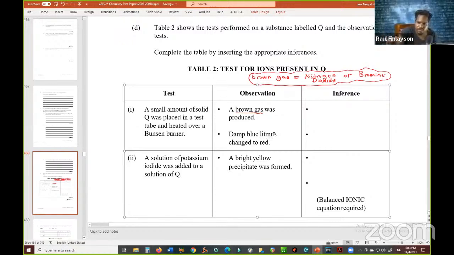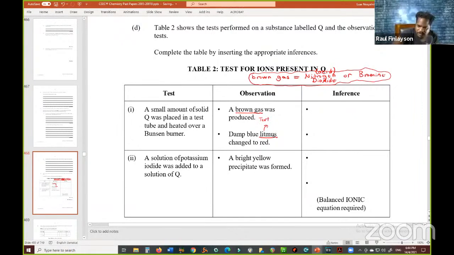Now, any paper you use to test for gas that changes from blue to red is telling you that the gas is acidic. So there's an acid there. Between these two, nitrogen dioxide and bromine, nitrogen dioxide is acidic. So litmus paper is used to test for acids. Well, blue litmus tests for acids and red litmus tests for bases. So let me just say, blue litmus is used to test for acids.